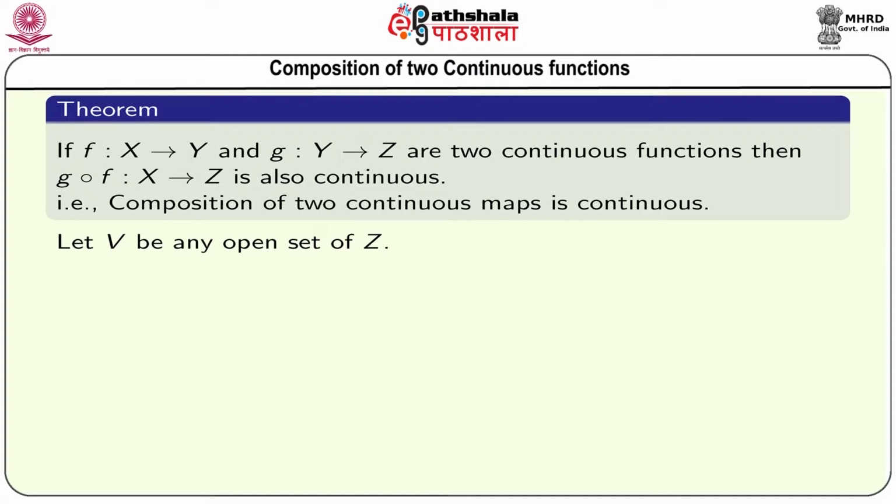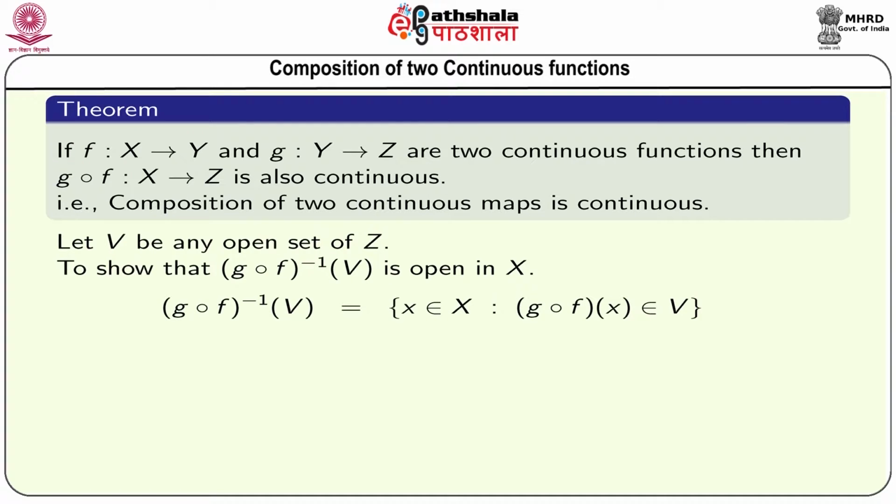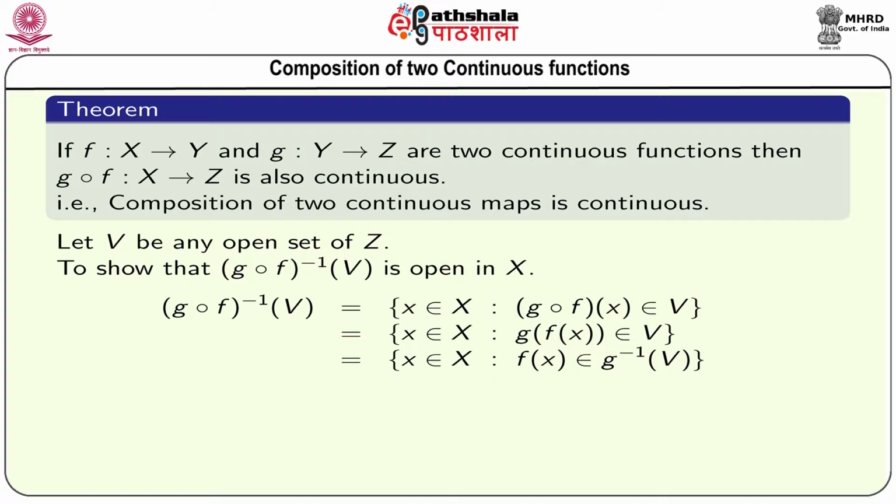Let us take V, an open set from Z. To show that (g∘f) inverse of V is open in X. Now, we see it is just a set theoretic checking that (g∘f) inverse of V is actually equal to f inverse of g inverse of V.